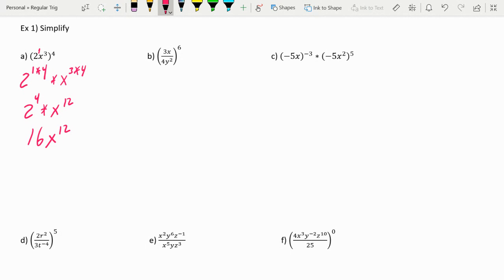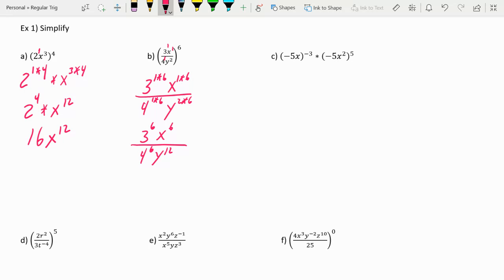All right, part B. Again, in my opinion, it's just power to a power. Since they don't have an exponent, they're all an exponent of 1. So I end up with 3 to the 1 times 6, and then x to the 1 times 6, over 4 to the 1 times 6. Now here's the only one that changed: y to the 2 times 6. So we end up with 3 to the 6th, x to the 6th, all over 4 to the 6th times y to the 12th.